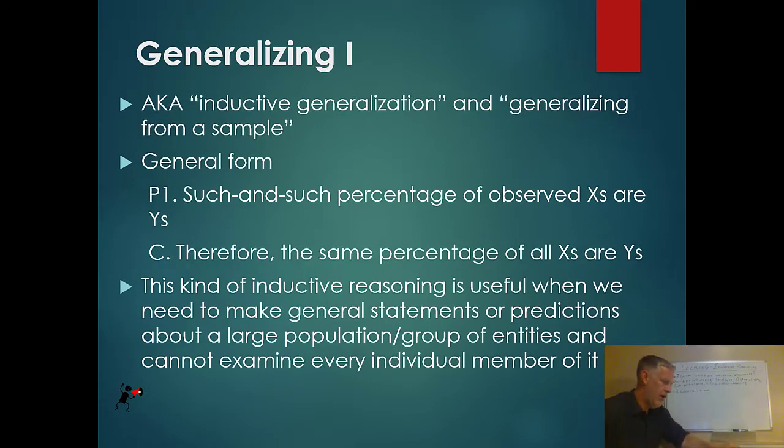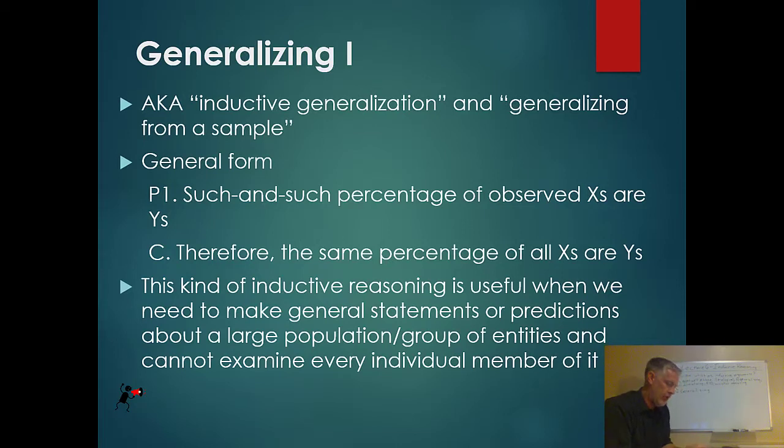Okay. So the general form, such as I allude to on the middle of slide 9: such and such a percentage of observed X's are Y's, therefore the same percentage of all X's are Y's. So we're trying to suggest that what we know is true of a sample of a population will be true of all of the population. The idea is we have license to infer that whatever is true of that sample is true of the entire population. So obviously there are going to be ways to make that inference stronger, making the sample larger, for example. But we'll go through all this in much more detail.